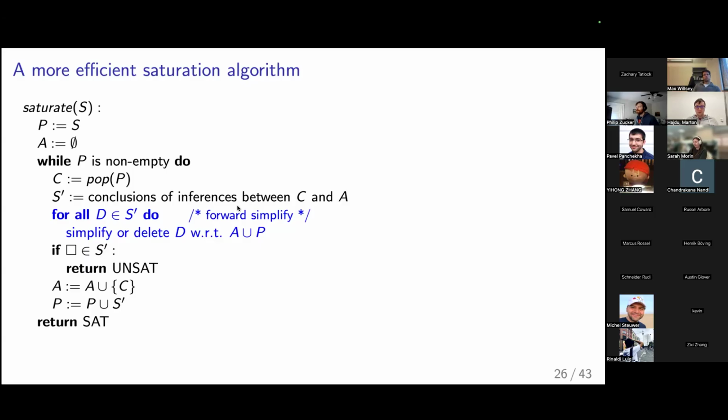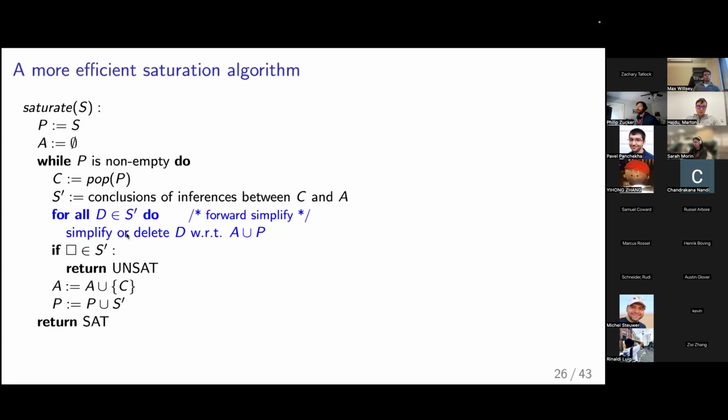Whereas the other variant is backward simplification, when we simplify the old clauses with the new clauses. And well, I don't want to go into any more details here. I think forward simplification is usually very useful, so we have some of them enabled by default in Vampire. Backward simplifications are maybe not as justifiable to be useful, but they are also useful in some cases. So let's just go with this algorithm where we only use forward simplifications for now.